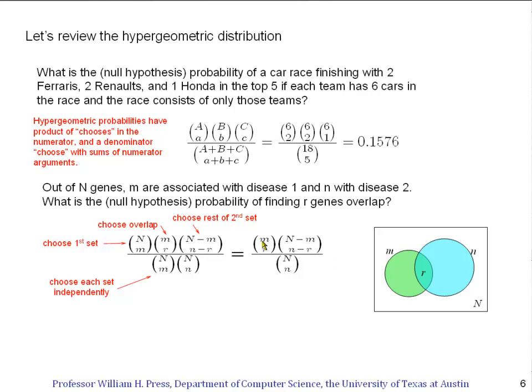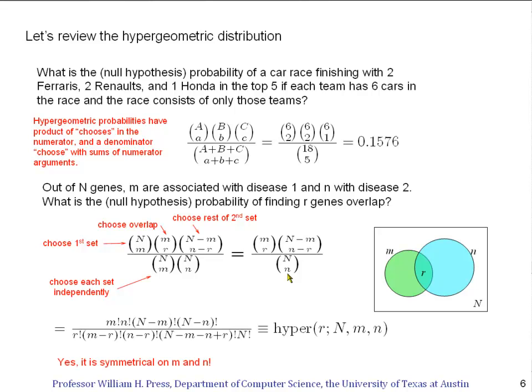Why? By definition, because the sum of these things up here, m plus n minus m, gives n, which is the term in the denominator, and r plus n minus r gives n, which is the term in the denominator. So in this kind of a problem, we also get a hypergeometric distribution.